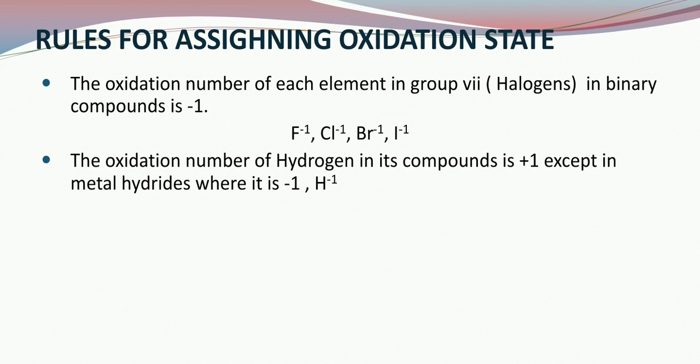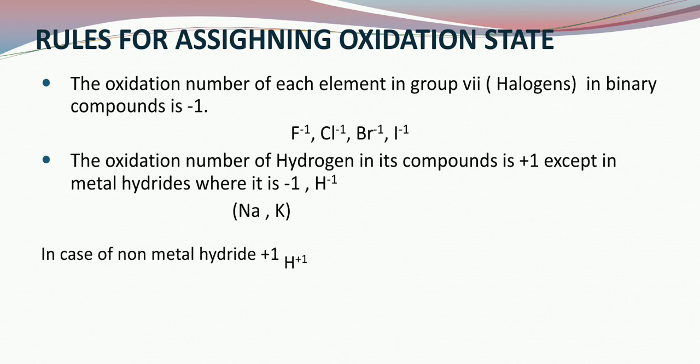The oxidation number of hydrogen in its compounds is +1 and -1. It depends upon the compound. When hydrogen makes a metal hydride, for example with sodium or potassium, it carries oxidation state -1, while in the case of a non-metal hydride, for example with fluorine, it carries oxidation state +1. So hydrogen in its metal hydride carries oxidation state -1, whereas with non-metal hydride it carries oxidation state +1.